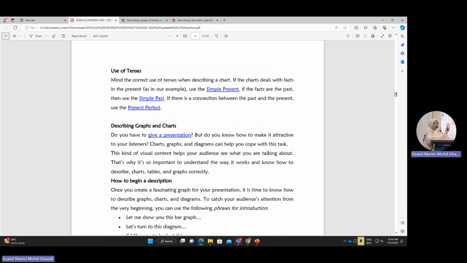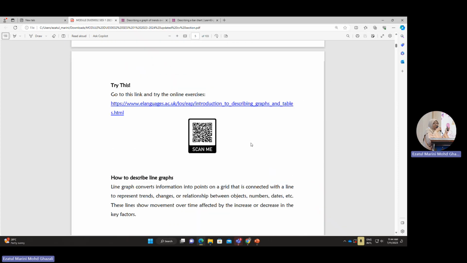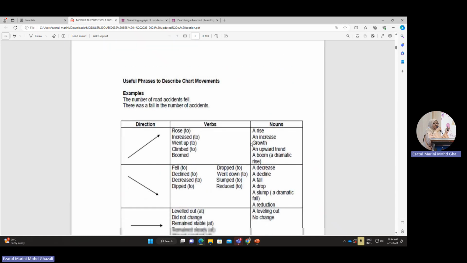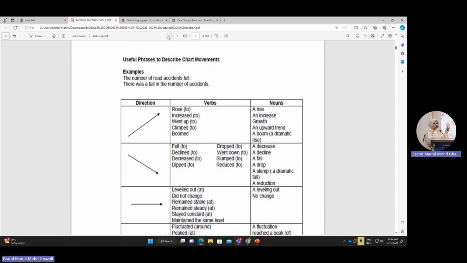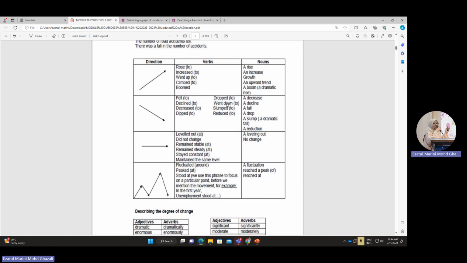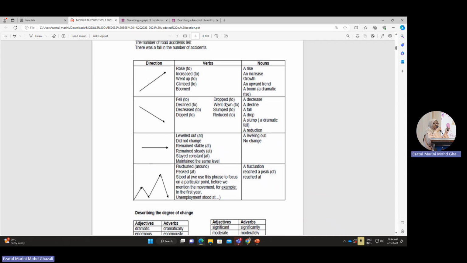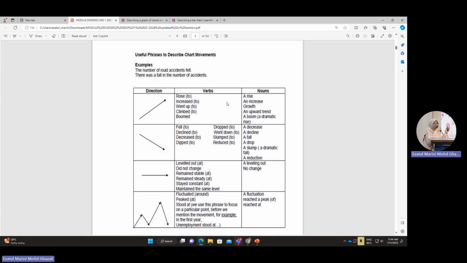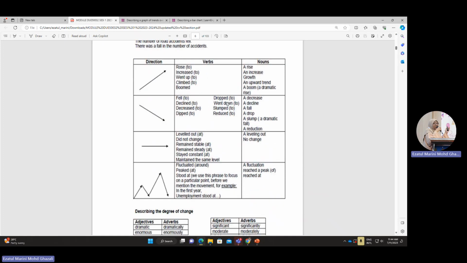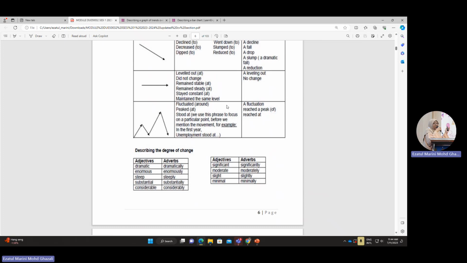Now you're going to have a look at how to describe a line graph. When you are talking about a line graph, we are talking about the direction of the line, whether it goes up, goes down, remains the same, or goes up and down. That is fluctuation. You can have a look at your module on how to use the verbs and nouns in describing the trends and changes, the direction of the line in a line graph.